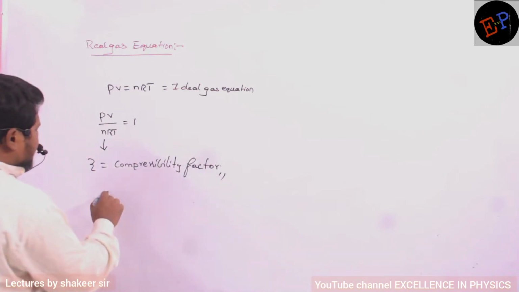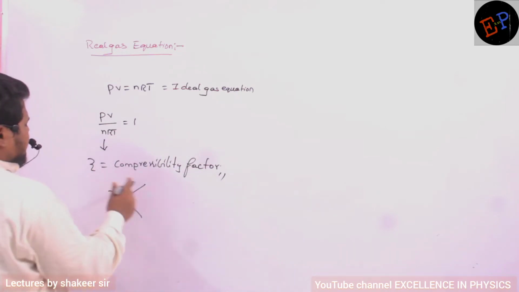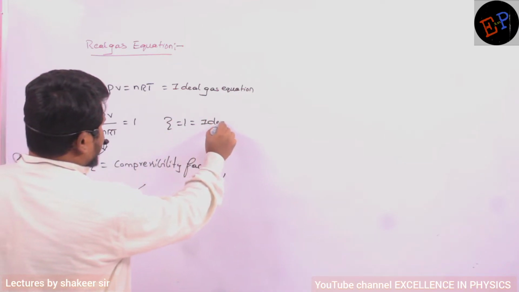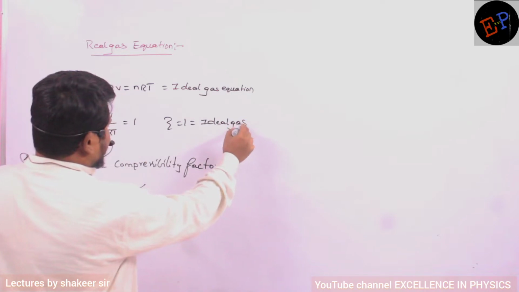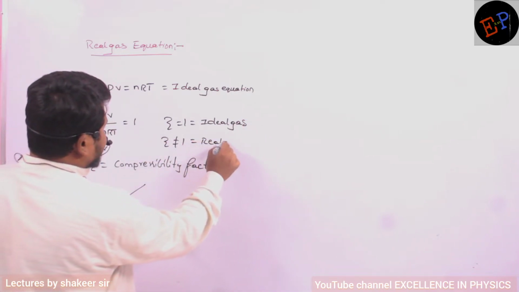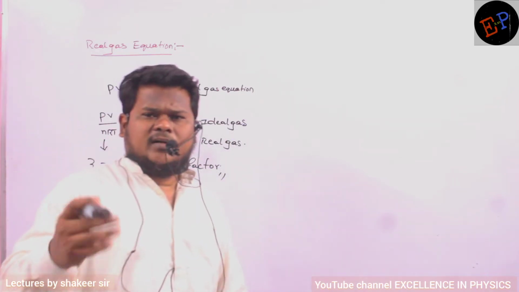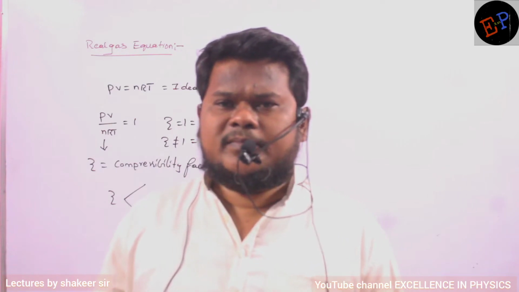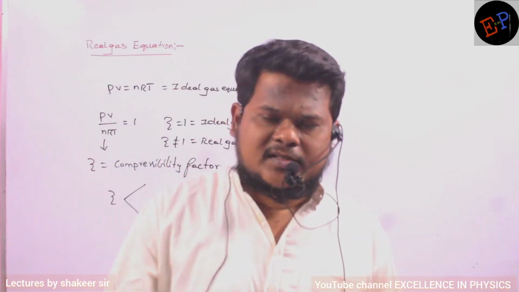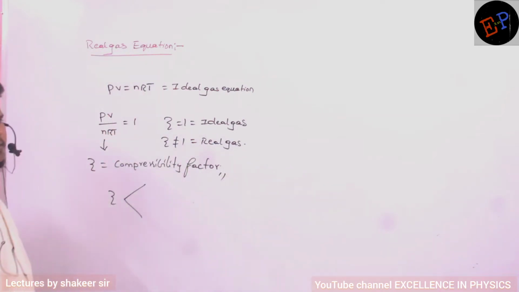So this Z is called the compressibility factor. We can have two conditions here. If Z is equal to 1, then the gas is an ideal gas. And when Z is not equal to 1, then it is a real gas. If Z is equal to 1, definitely I can call it an ideal gas. But if Z value is not equal to 1, that is, Z value may be greater than 1 or Z value may be less than 1, then in that condition, that gas I can call a real gas.